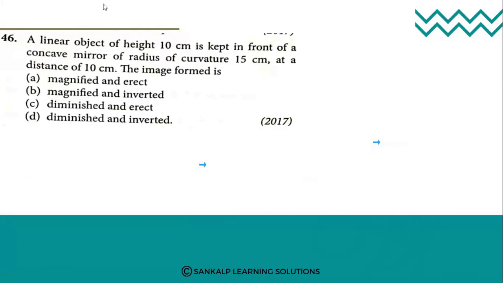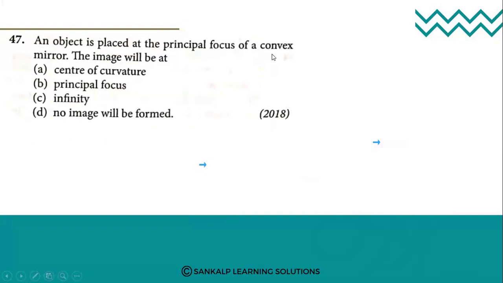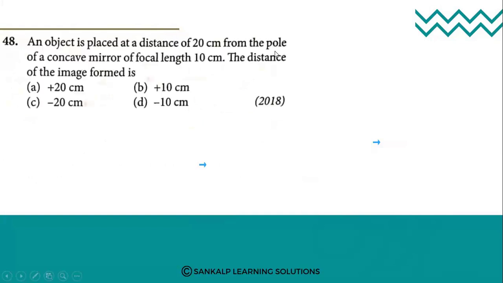Hello students. So we were discussing the ray optics topic. So let us continue with the same chapter. So here we have the question. Okay, so from here we need to continue.